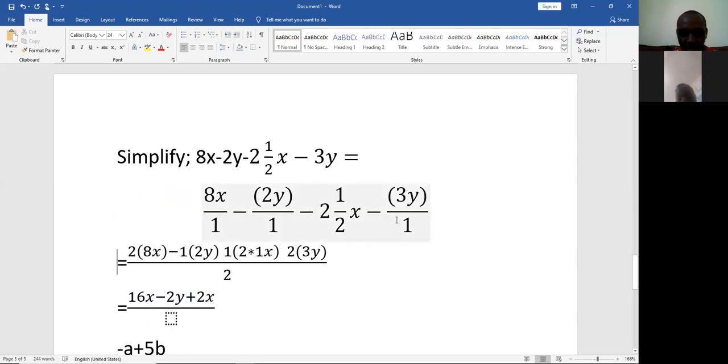This is negative 3. So there was a negative here. So there should be a negative here, so that I don't make any mistake. I would have made a mistake there. So I come here.